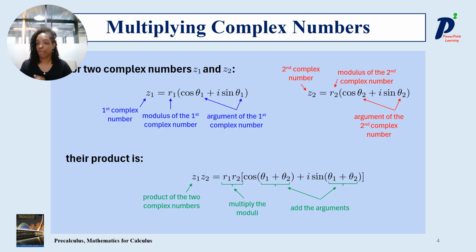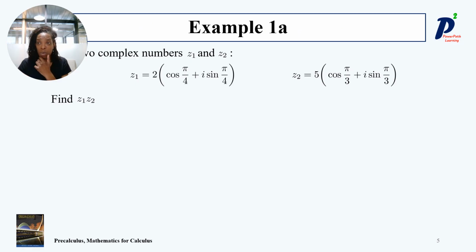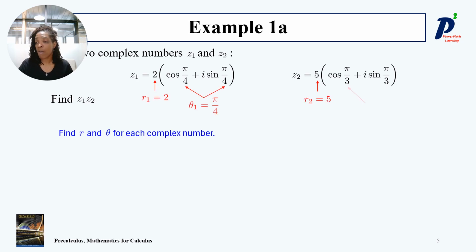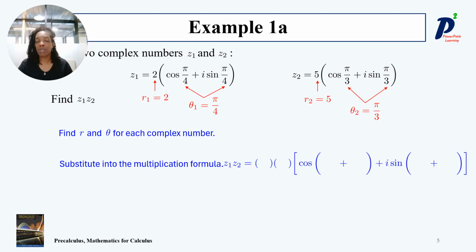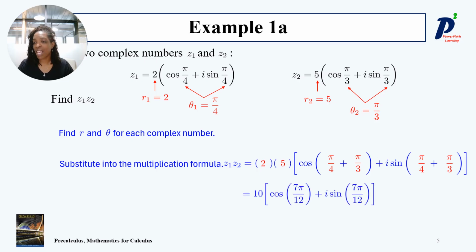Let's do an example. For example 1a, we need to multiply two complex numbers. So the first thing I need to do is find my moduli and my argument for each. For z1, my modulus is 2 and my argument is pi over 4. For z2, my modulus is 5 and my argument is pi over 3. Then I'm going to take that and just substitute it into our multiplication formula. So 2 times 5, pi over 4 plus pi over 3. Then I simplify, and I'm finished.